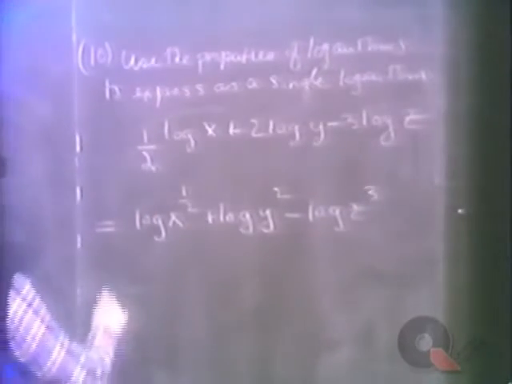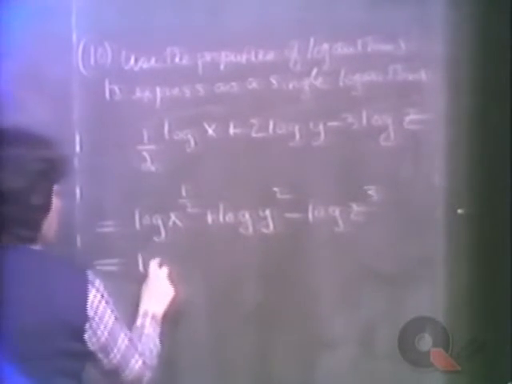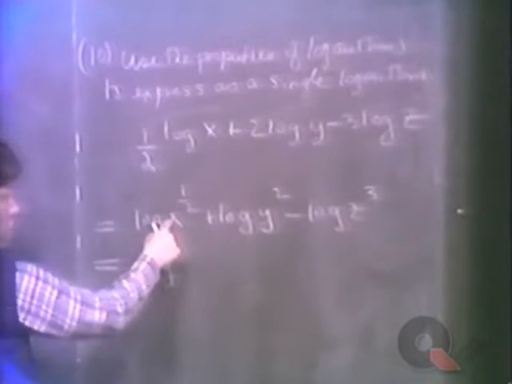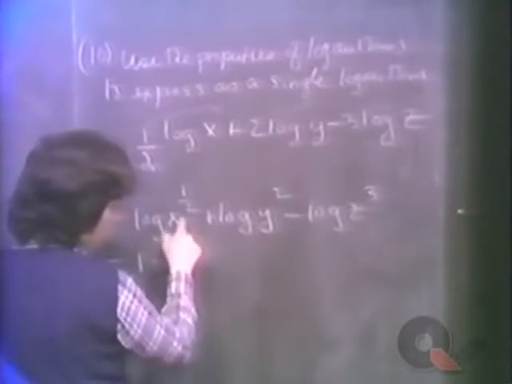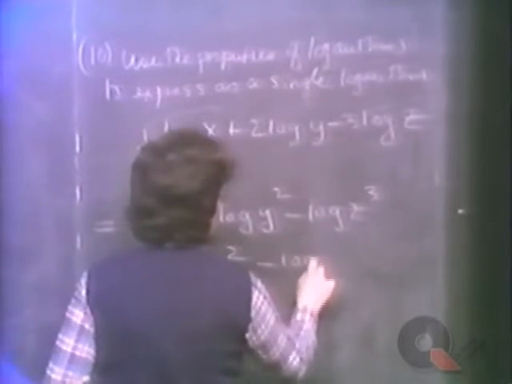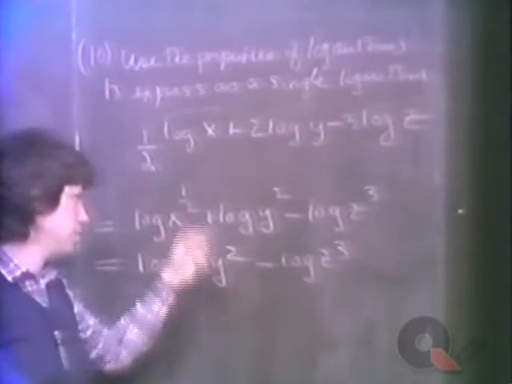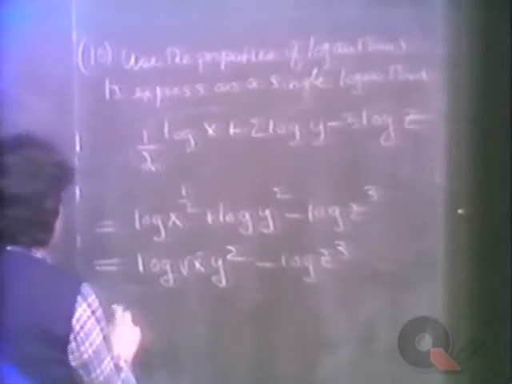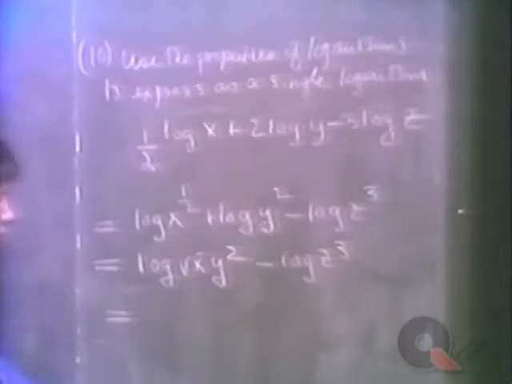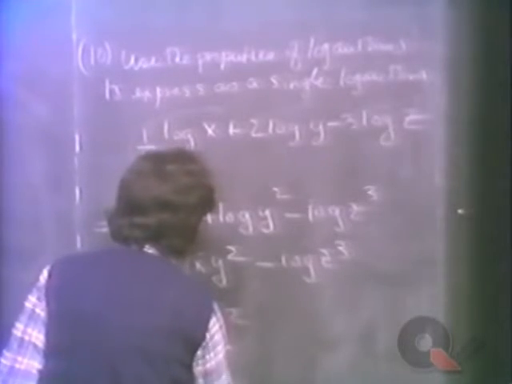Now I can say that the sum of the logs here can be written as a log of the product of x to the 1/2 times y squared. Let's write x to the 1/2 as the square root of x. So we have log of the square root of x plus the log of y squared. The log of a product is the sum of the logs of the factors. And then finally, since we know that the log of a fraction is the log of the numerator minus the log of the denominator, we can write this as the log of the square root of x y squared over z cubed.